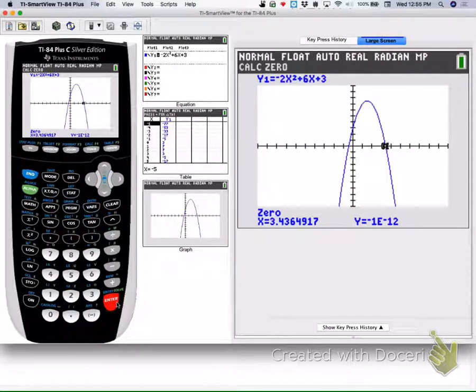And so the y equals negative 1e to the negative 12, that's essentially 0. On the other side there, 3.44, that's the number that I got before. So that's pretty safe to assume that that is your actual 0, your x-intercept, again to 3 sig figs.